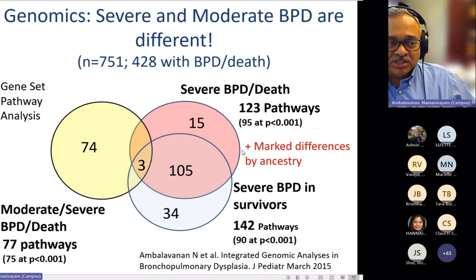So the infant who is stuck on a ventilator at high settings at 36 weeks is very different from one who is just on a little bit of oxygen by a cannula at 36 weeks. So moderate and severe BPD have a very different genetic basis.